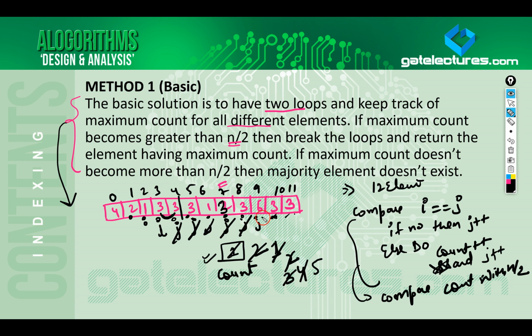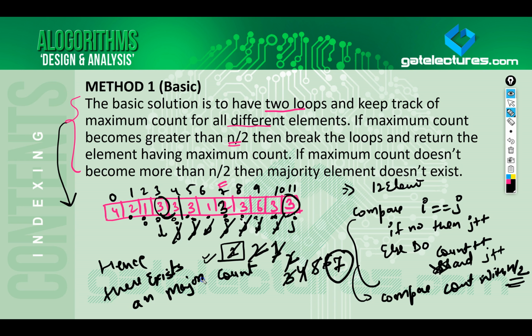Again 6 and 3 is not equal, increment j. 3 and 3 is equal, so count will be 6. Again increment the value of j. This 3 and this 3 is equal, hence the count will be 7. So after the end of this loop, if you compare the value of count with n by 2, you can see count is greater than n by 2, hence there exists a majority element, which is 3. So for this particular array 3 is the majority element.